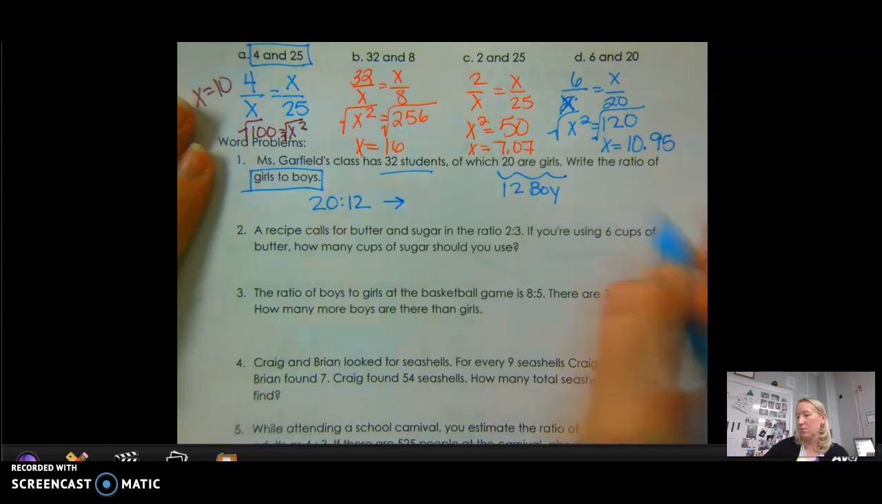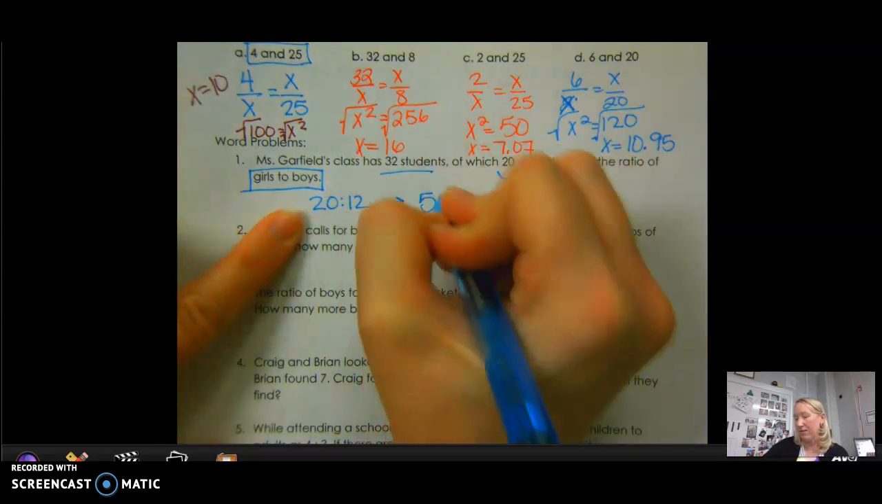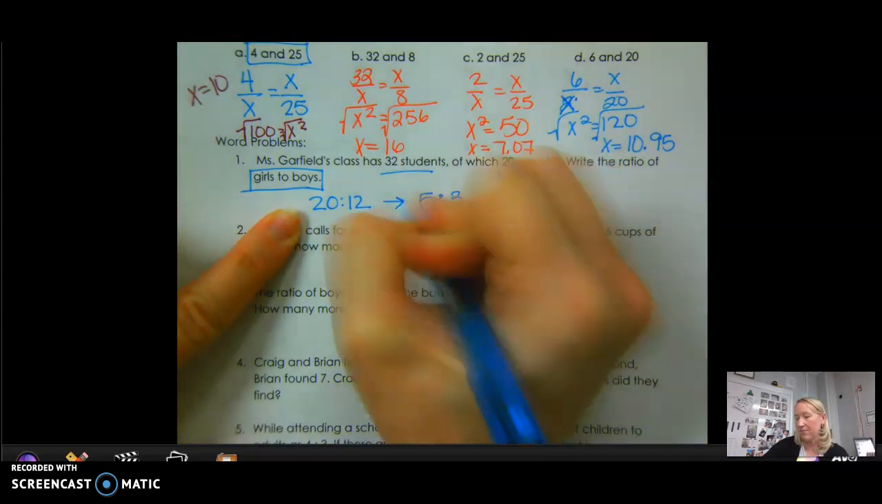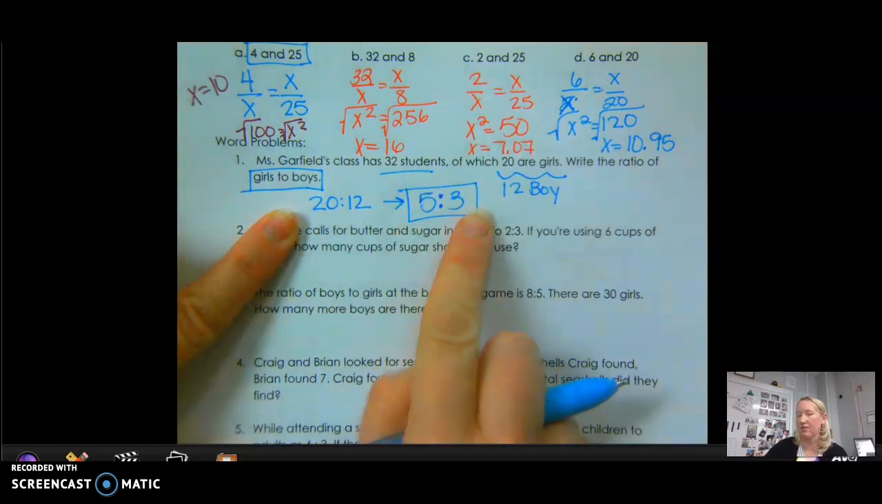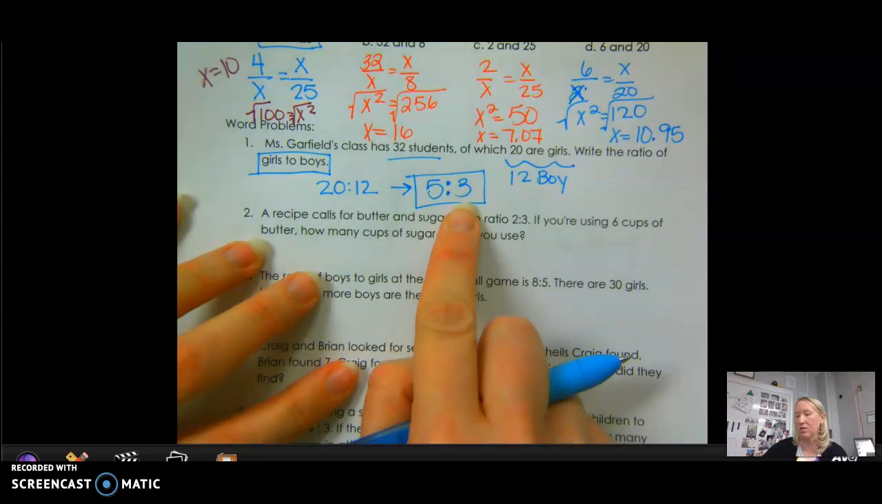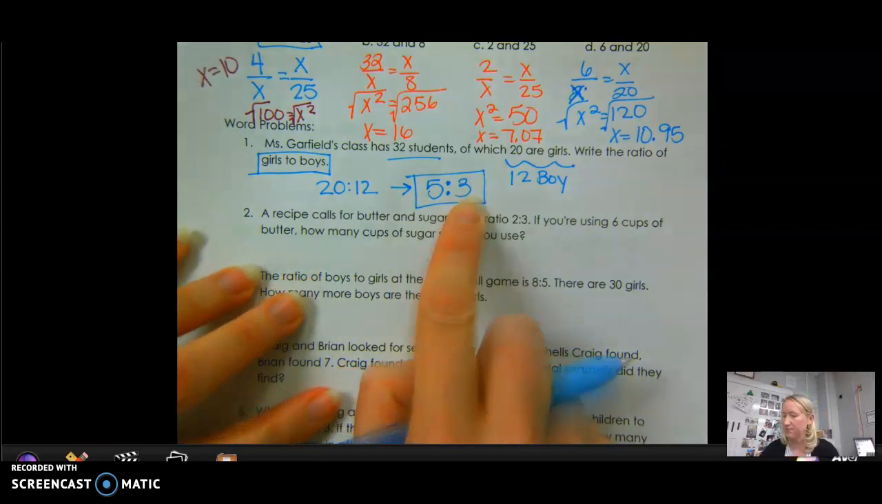So 4 goes into both. 4 goes into 20 5 times. 4 goes into 12 3 times. So there's the ratio of girls to boys. So for every 5 girls in the class, I have 3 boys. So if I had 10 girls, I would have 6 boys.